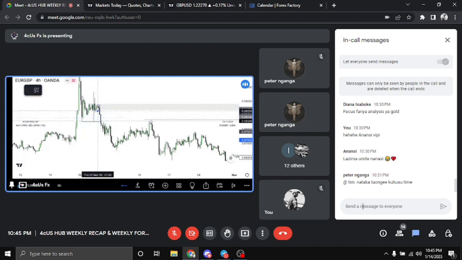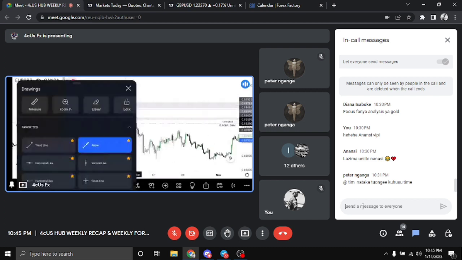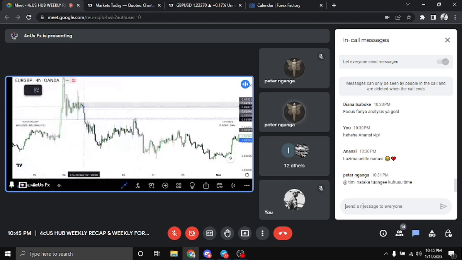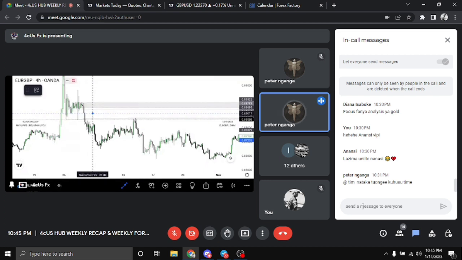Unaona? Nikichora hivi, let me just pull that horizontal line, horizontal ray, alafu na hii hapo. So what price may tend to do sometime ni haitafika kwa hiyo POI. Instead it will choose to trade at the imbalance. Unaona? Yeah?